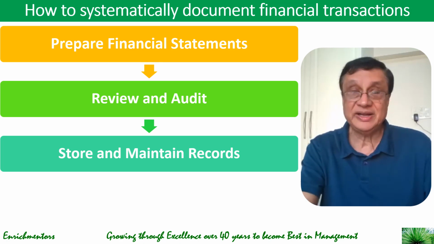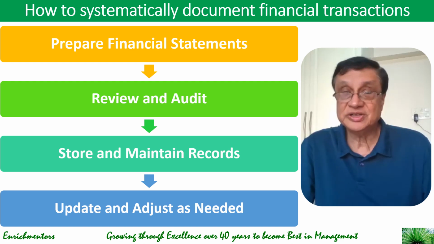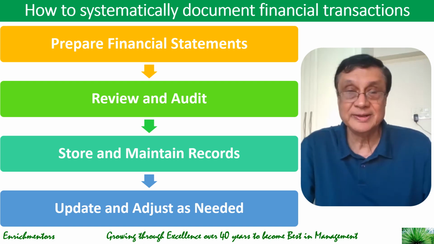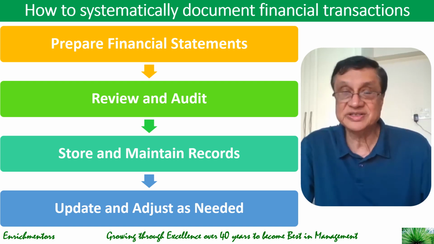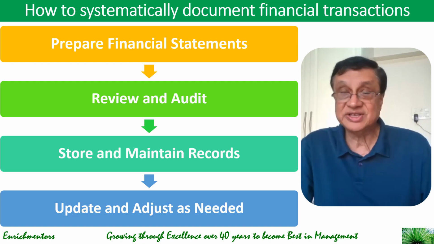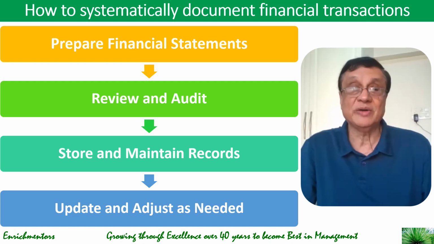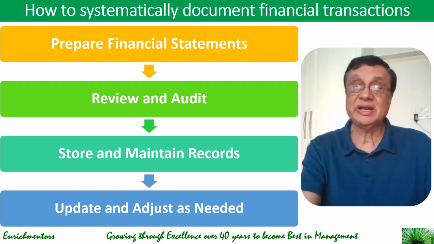And then you update and adjust as needed, periodically adjusting the financial documentation process to reflect changes in the accounting standards, business operations, and technology, and make necessary adjustments of entries if errors are discovered after recording. So by systematically documenting financial transactions, you can ensure that your financial statements are accurate, compliant, and useful for decision making. And this process also helps in tracking the financial health and performance of the company. So that's how you can systematically document financial transactions.